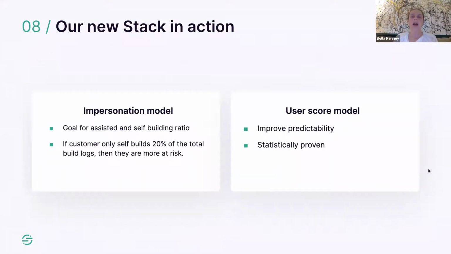So we came to two things. The first thing was impersonation. I'll focus on that for 2 seconds before I then move into the user score, which has all the meat in it. But you need to understand impersonation before we understand user score.